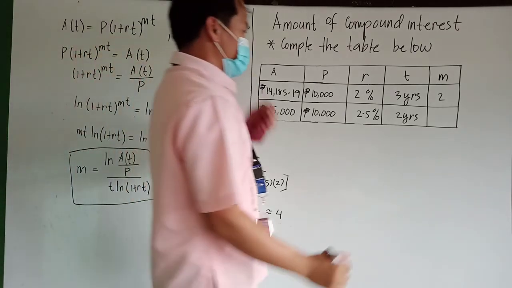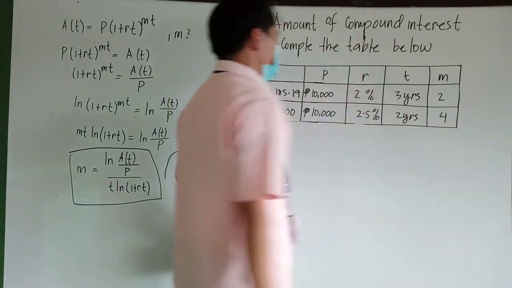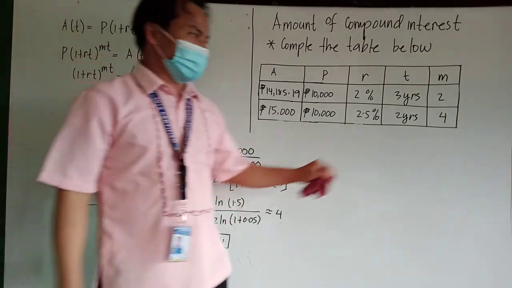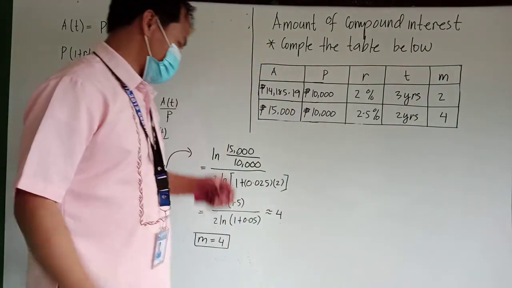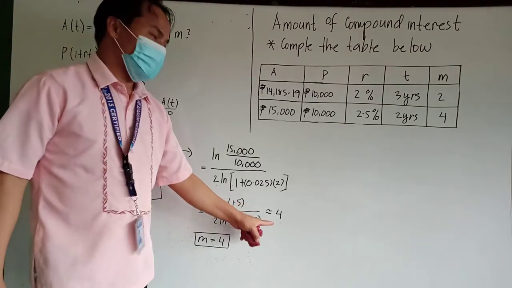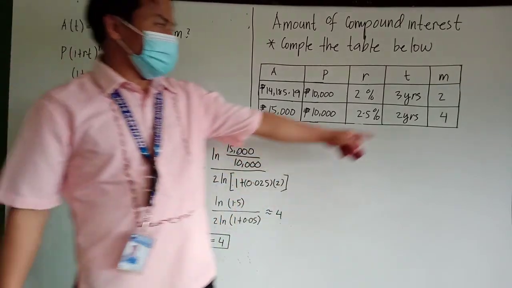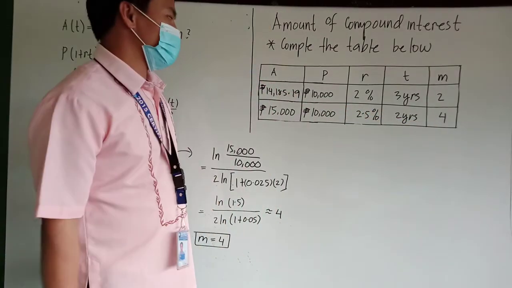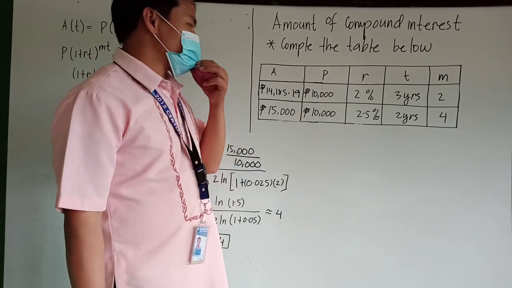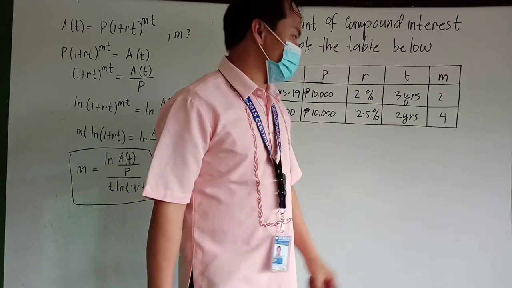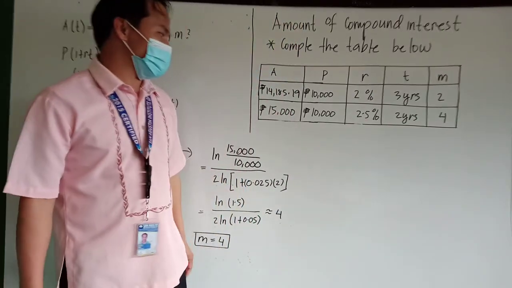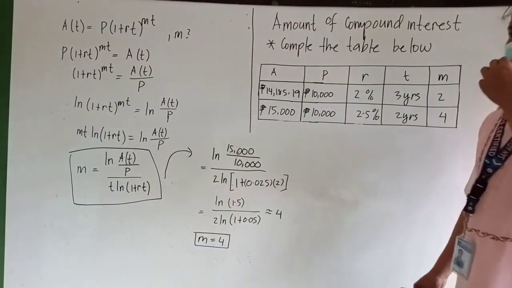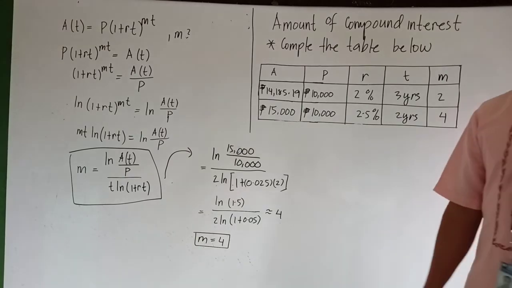So if M is equal to 4, it means that the amount of money that is 10,000, okay, is compounded quarterly, because 4, as we computed using the scientific calculator, is approximately equal to 4. Quarterly, no? The money is being invested quarterly for 2 years, given the rate that is 2.5%. Okay? So I hope that this video will help you particularly in answering your activity like this or similar to this problem.